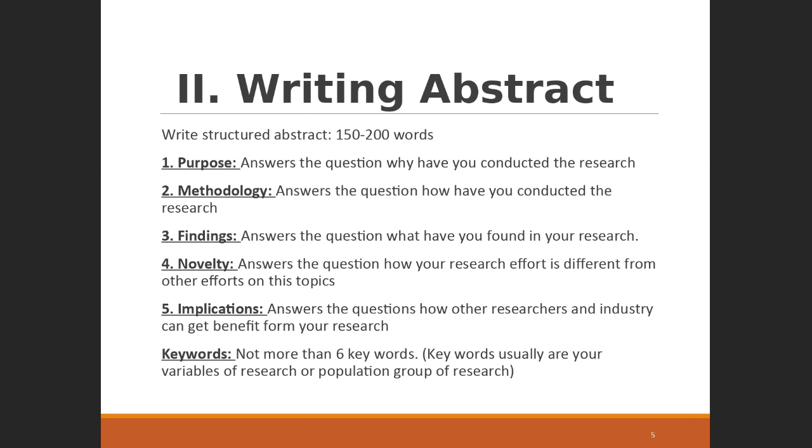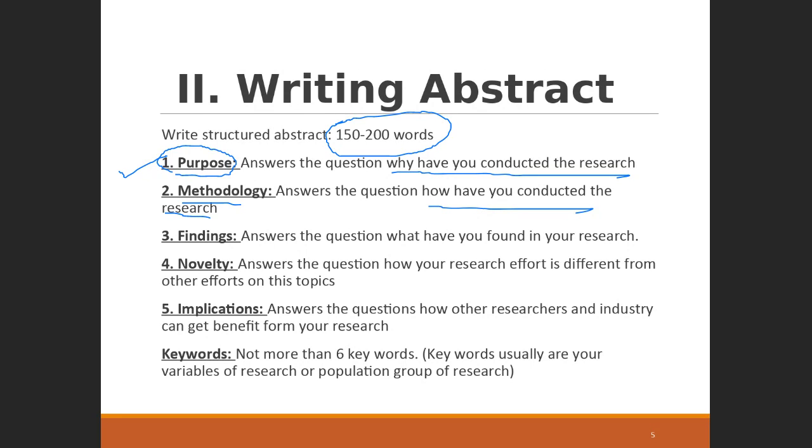The first question the abstract answers is the purpose of your research. It answers the question, why have you conducted the research? The second part of the abstract is methodology. It answers how you have conducted the research. You don't need to explain in detail. Why? Because the limit of the abstract is between 150 to 200 words. So you cannot write things in detail. You just need to summarize the important points of your abstract.